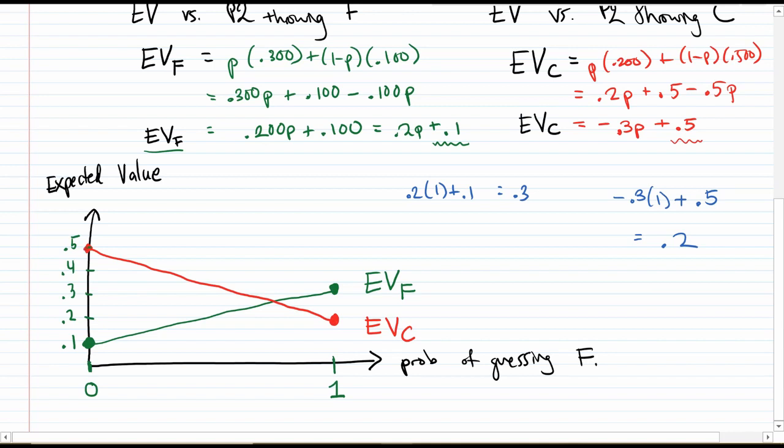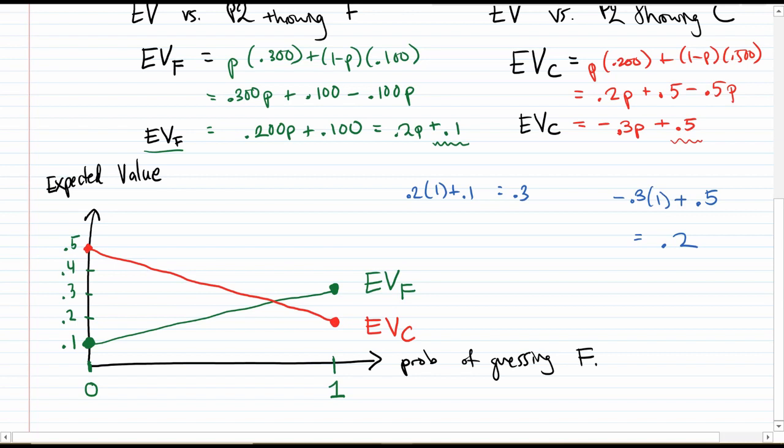Okay, and so why does this make sense? Well, the more I guess a fastball is coming, the worse I'm going to do against a curveball. So you see, when I never guess that the fastball is coming, that's when I'm at probability 0. That means I'm guessing it's a curveball instead, right? Then I have the highest chance of hitting a curveball. And when I guess that there's a fastball coming, I'm going to have the lowest chance of hitting a curveball.